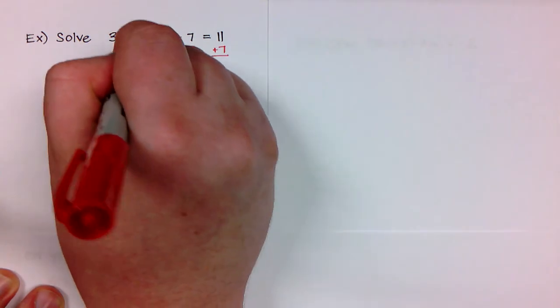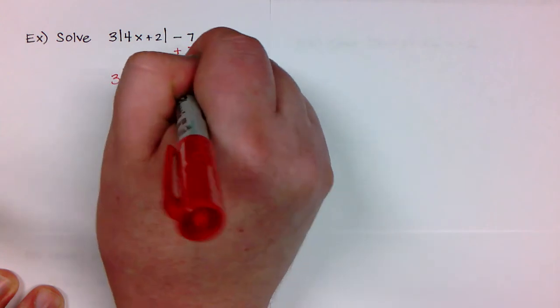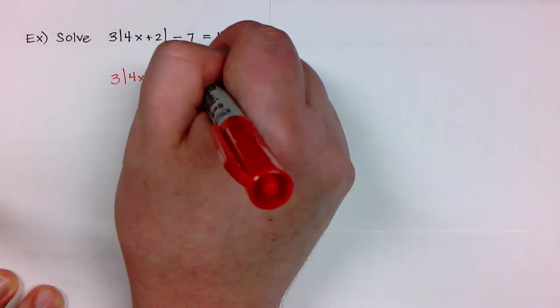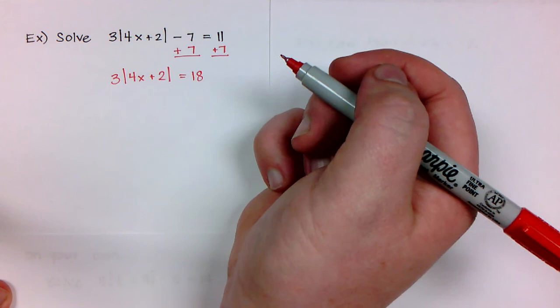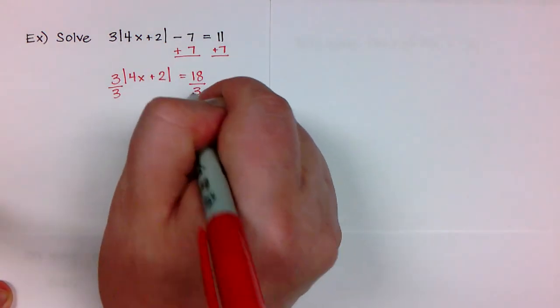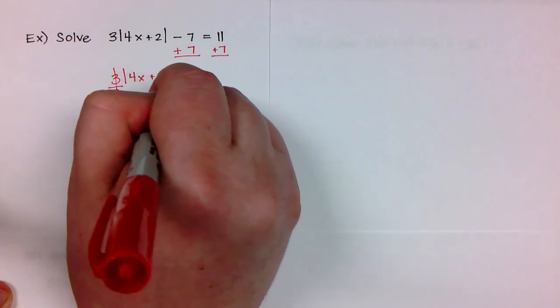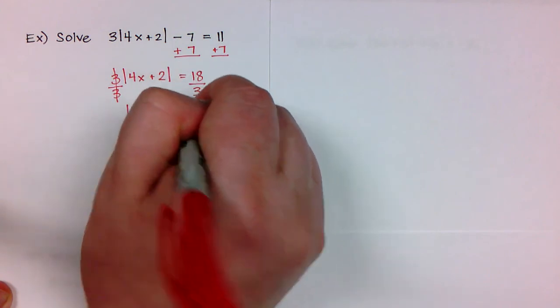Then I'm going to rewrite it. This way I don't make any mistakes. It's always a good habit. And 11 plus 7 is 18. Okay, now I still want to get rid of the 3 that's on the outside, so I'm going to divide both sides by 3. So now I have the absolute value of 4x plus 2 is equal to 6.